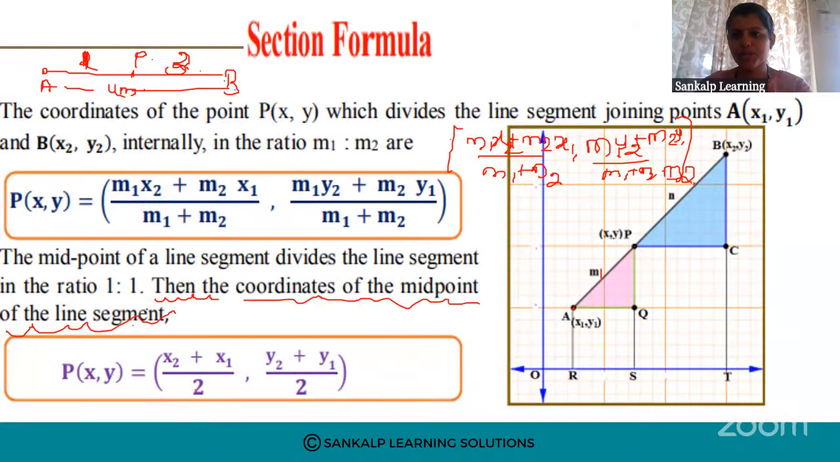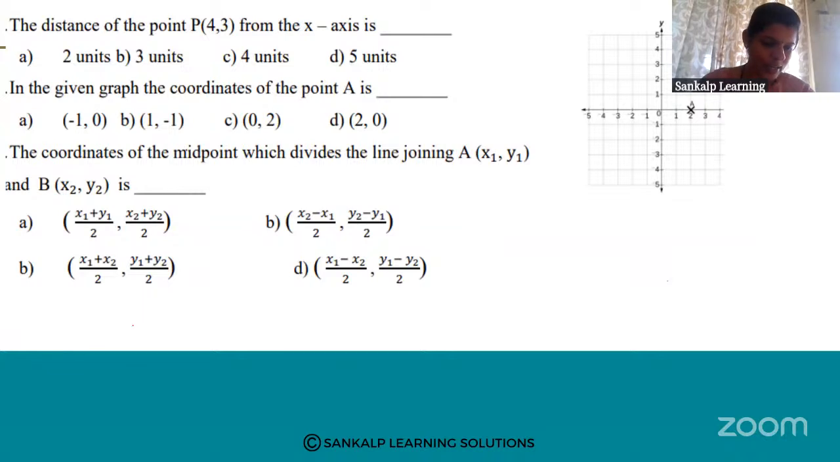So next, shall we solve some MCQ questions based on these two formulas? Yes, all are ready. First question: the distance of the point P(4, 3) from the x-axis. P(4, 3) means it is (x, y). The x value is 4 here and the y value is 3 here.